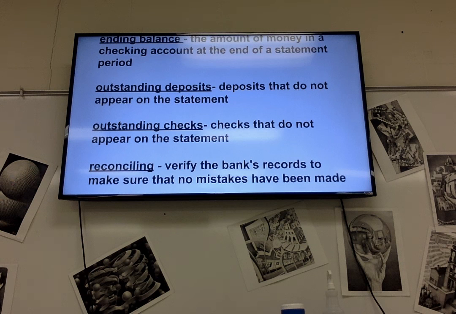Reconciling just means you're trying to get the bank statement and your checkbook to match up. That's what reconciling is.